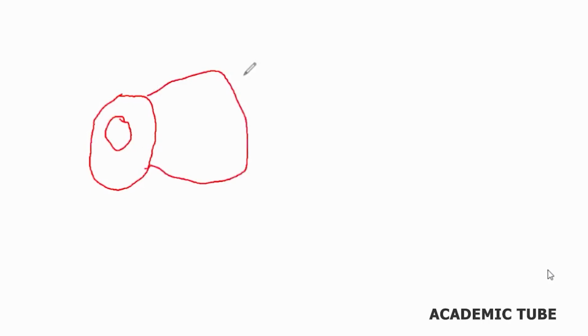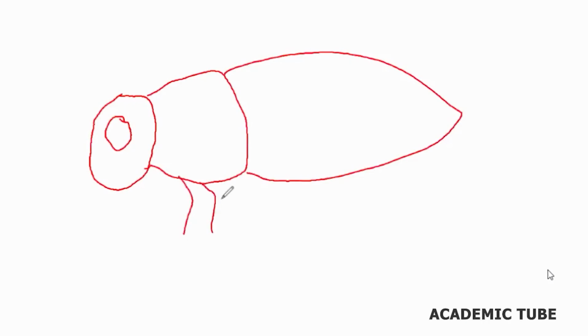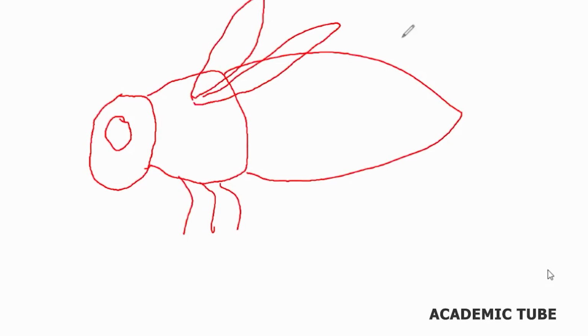So this is the insect's eye and head, and this is the thorax area. This is the abdomen, and these are its legs. And to the thorax area, there are wings attached. And the insect's brain is this one. And there are muscles attached to the wings.